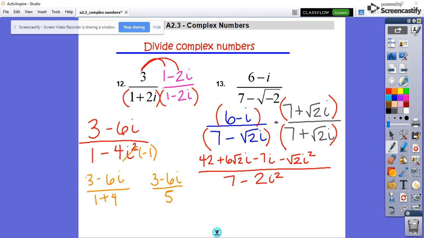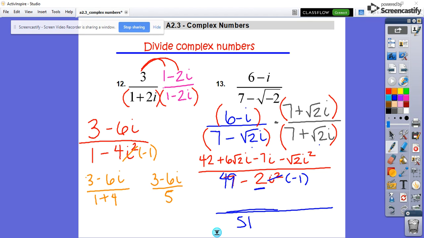Okay, so a couple things I want to point out to you. Some of you might be confused where this 2 is. Remember that root 2 times square root 2 is just plain 2. I squared, oh, I didn't square the 7. That should be 49. i times i is i squared. Okay, now that i squared becomes a negative 1. So we have 49 minus 2 times negative 1, or 51.